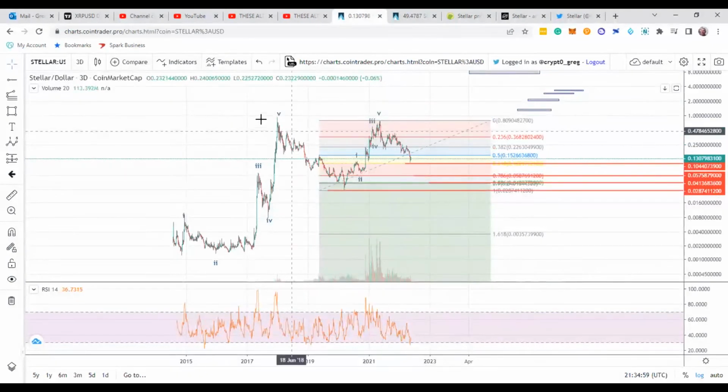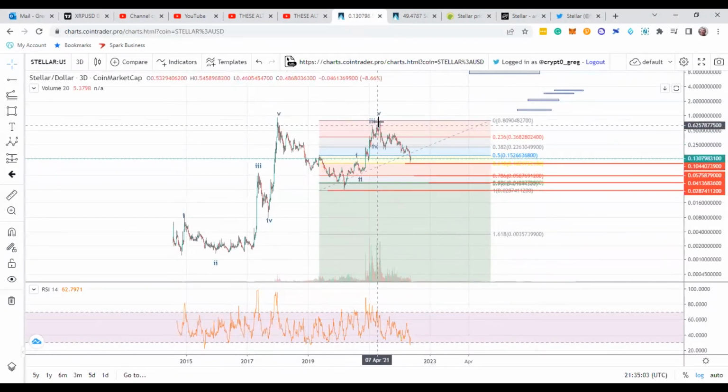Anyhow, it's doing a correction. I'm not going to go and type the correction. It's already done it. It's completed. That's wave 2. This is a wave 1. And now it's going into a 3 of 3, and it's on a correction. It's already hit the 0.618.